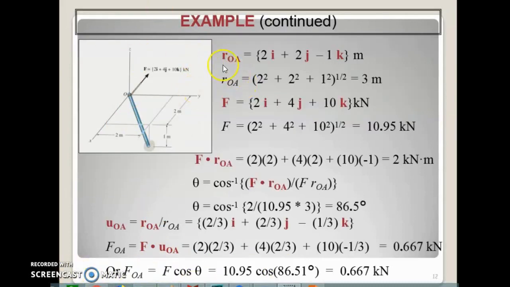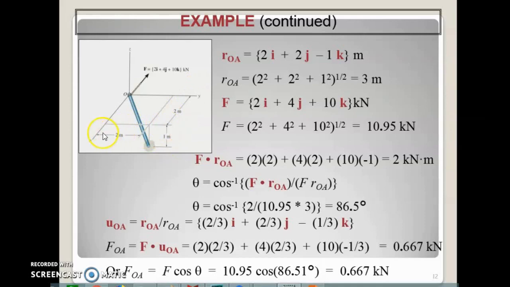Okay, now let's find rOA first. So rOA is the distance from O to A. Still remember the position vector: the position vector is the same thing as r, which is rOA, where you need to find the coordinates of A and O. So in this case, A is at the origin, and then O, the coordinate is 2, 2, 1. Okay, 2 in the x direction.